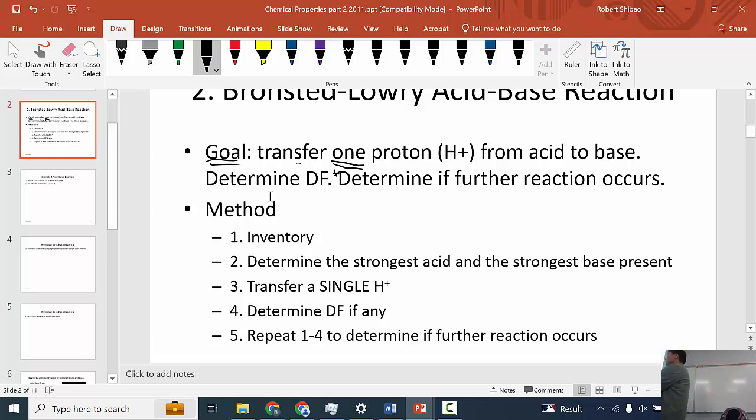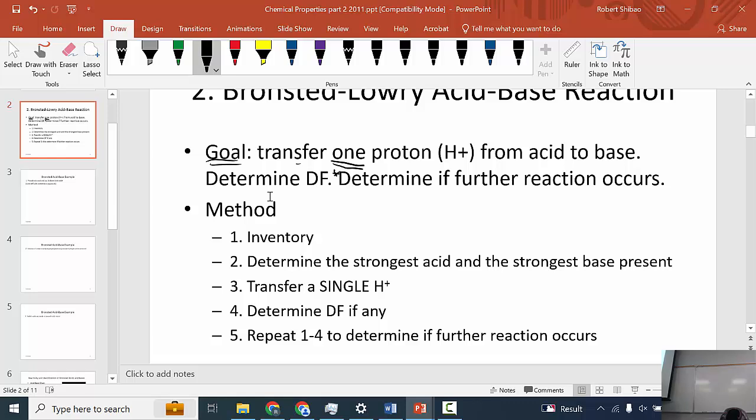So the method that we use for this is we inventory. What I mean by inventory is you determine the major species in solution. The major species in solution are going to be determined based on its solubility and electrolyte properties. If it's insoluble, the major species is like the solid or liquid. If it's soluble, then the major species depends on if it's a strong electrolyte. If it's a strong electrolyte, the major species are the ions. If it's a weak electrolyte or non-electrolyte, the major species are the molecules. Leave them together.